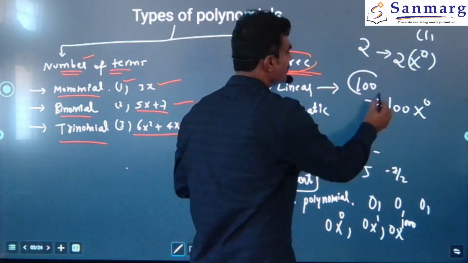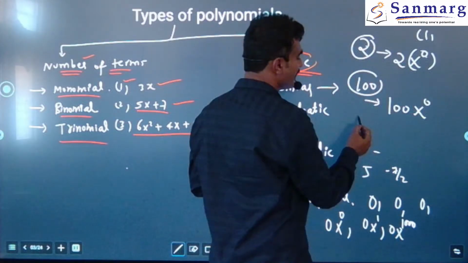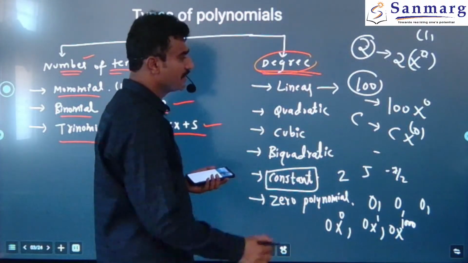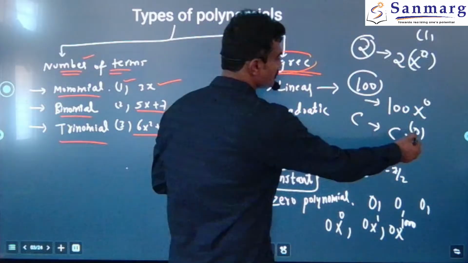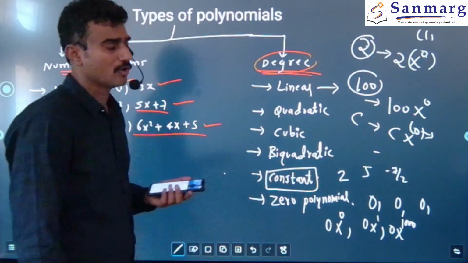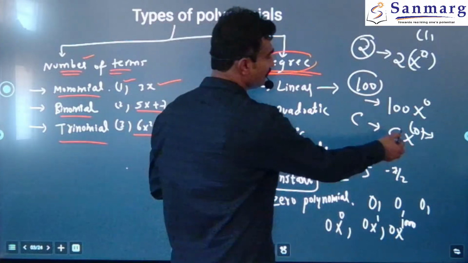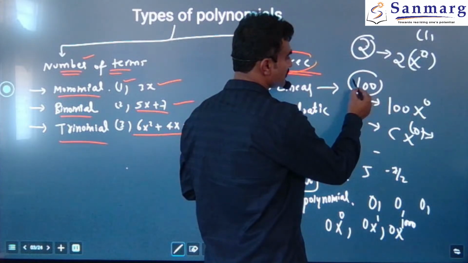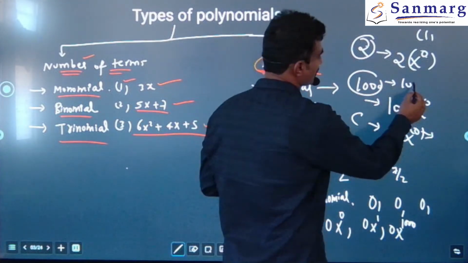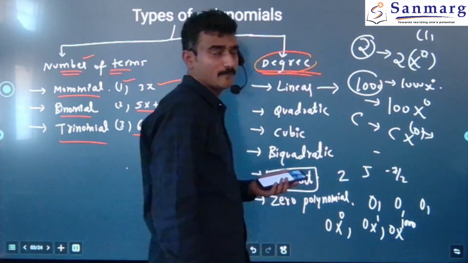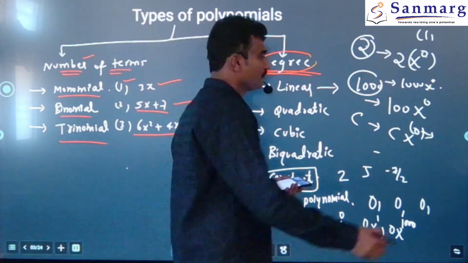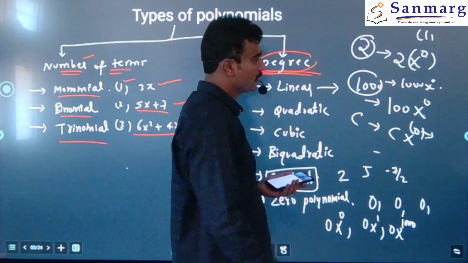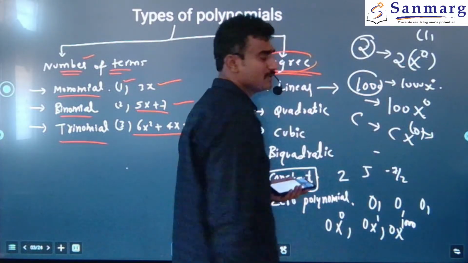So we can write any constant as constant into x raised to 0. Therefore, the degree of the constant polynomial is always 0. For example, if the number is 1000, we can write 1000 as 1000 into x raised to 0. We can write any constant with the help of x raised to 0. Therefore, the degree of any constant polynomial will be 0.